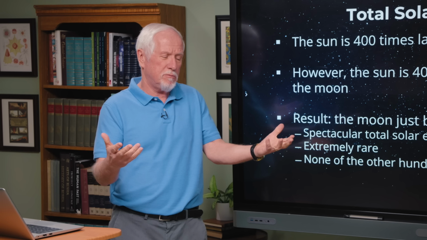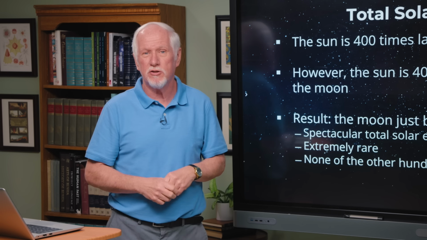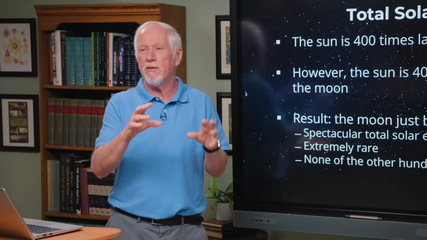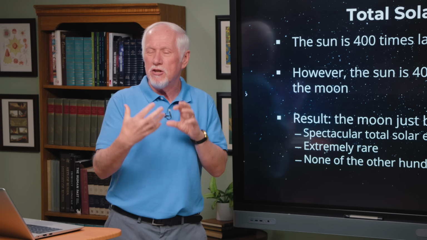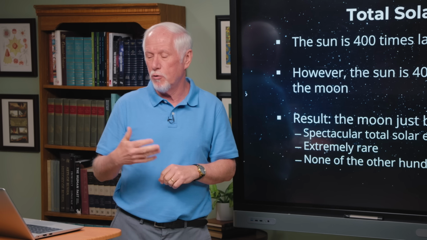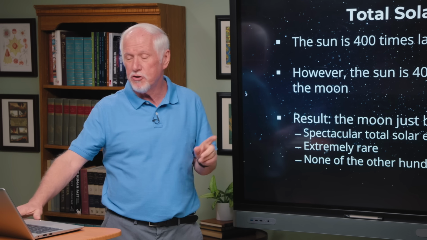Now, you can say, well, that's just a coincidence. Just a coincidence that the moon and the sun have that 400-400, which gives you spectacular and rare total solar eclipses. But I have to ask you, how many coincidences are you allowed to have before you begin to realize that they are not coincidences at all? And this is just one of them.